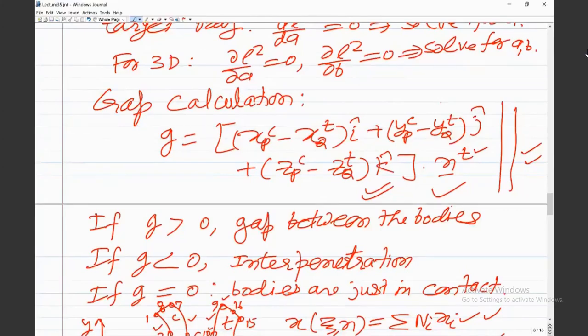Sir, but xp and xq are the points already at minimum distance, right? Yes, right. If they are already at minimum distance and we are taking a component along the direction normal to the target body, will it not change the value of that minimum distance? No, it will not, because we are taking the vector from Q to P, and then taking the dot product with the unit vector, because NT is a unit vector. So when you take the dot product, it will give just the distance between Q and P.